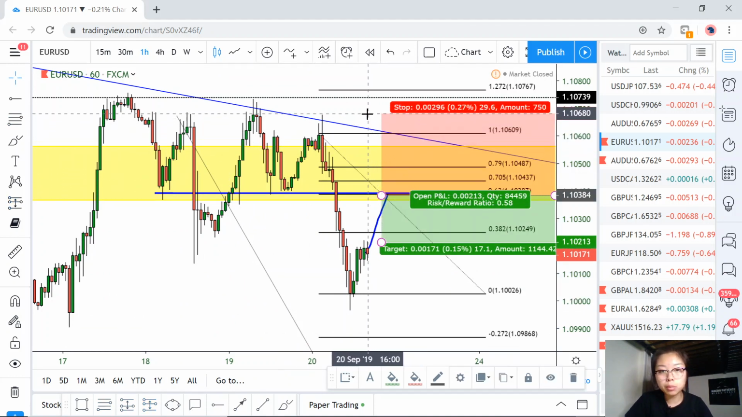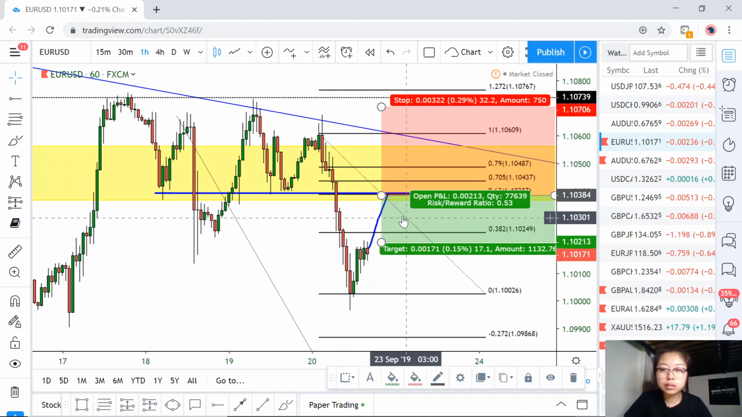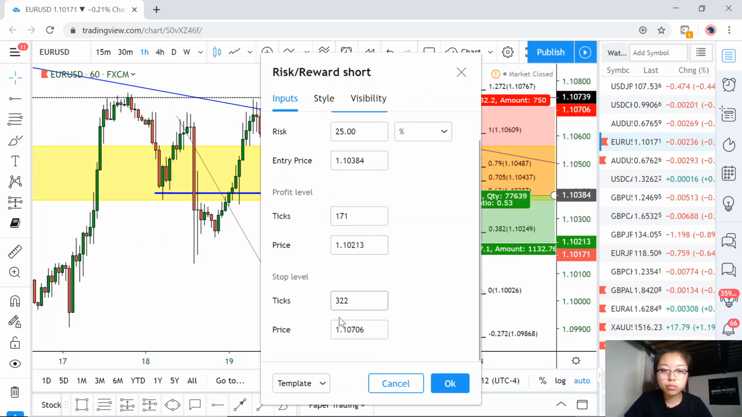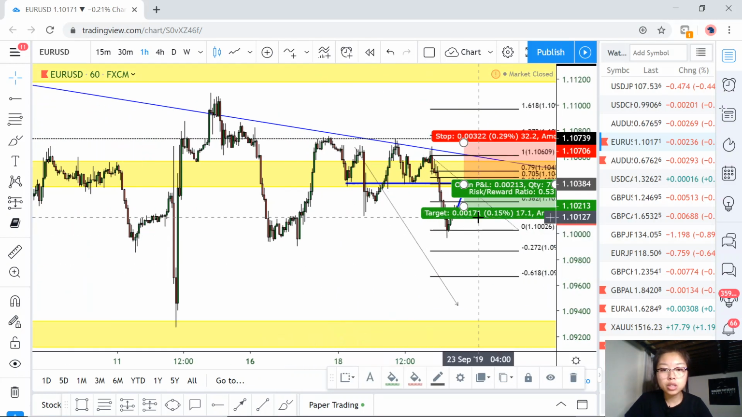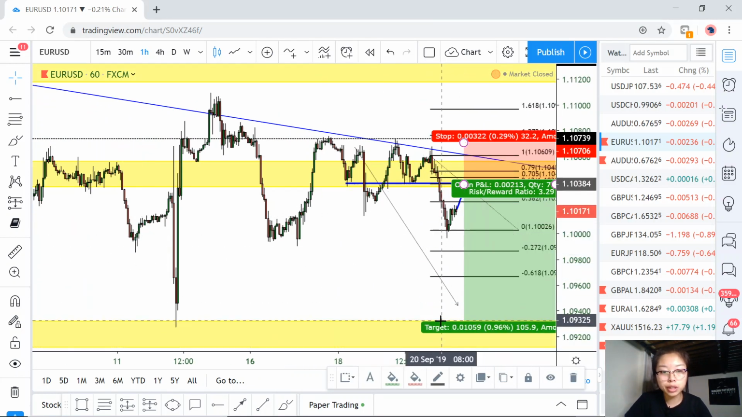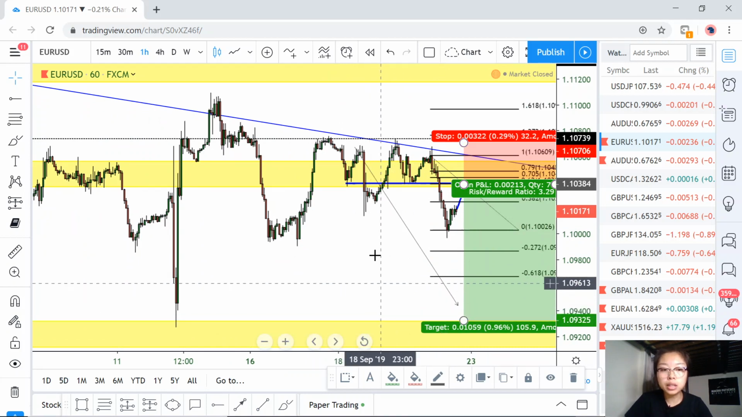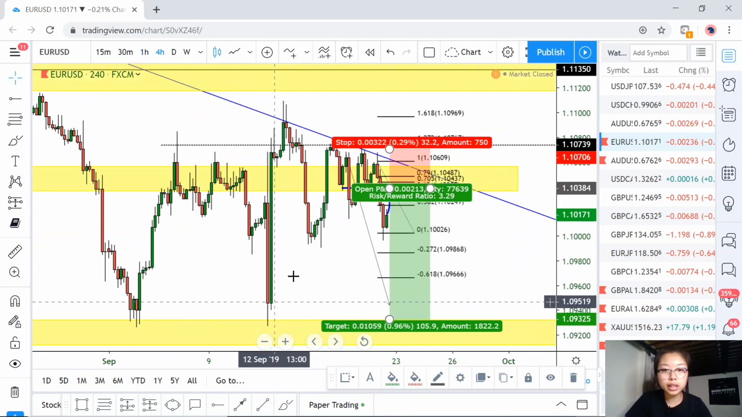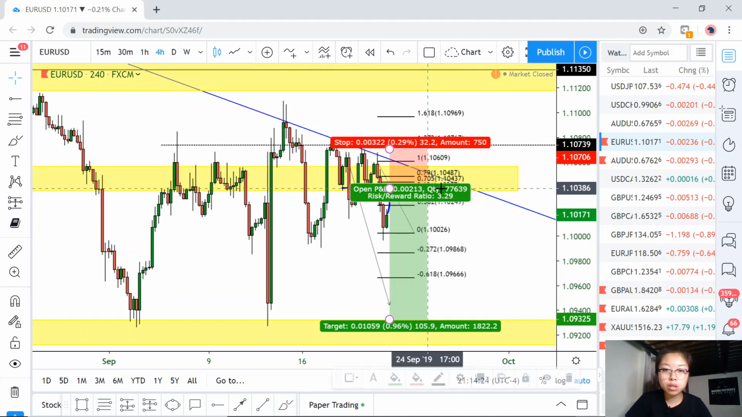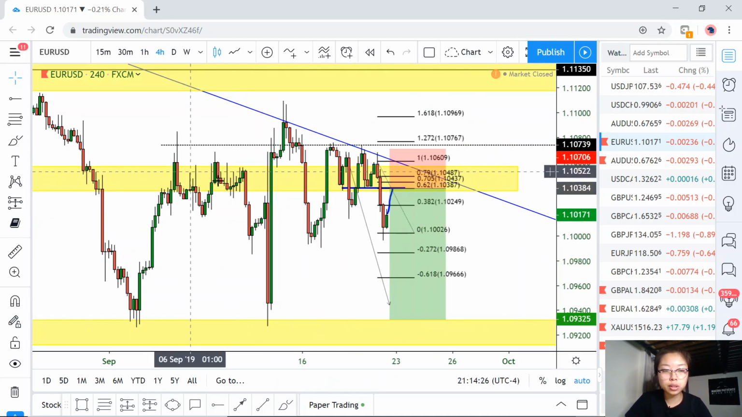Stop loss would be above the recent high, which is around 30 to 40 pips. Your last target would be down here at the top of the support zone. Now looking at it from the 4 hour point of view, it looks good if this yellow zone holds.